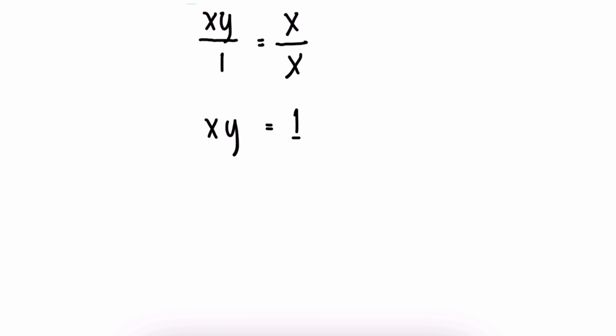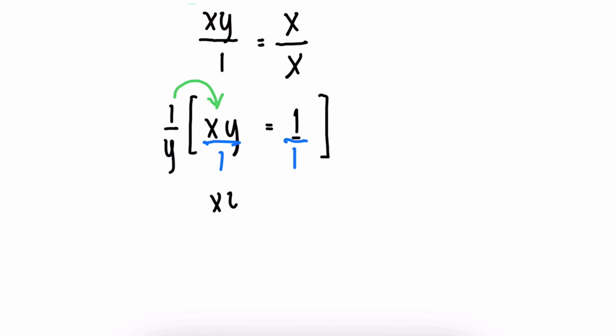Since you are solving x in terms of y, to isolate the variable x on one side, multiply both sides by 1 over y. On the left side of the equation, 1 multiplied by xy, that is equal to xy. Then y multiplied by 1, that is equal to y. On the right side of the equation, 1 multiplied by 1, that is equal to 1.